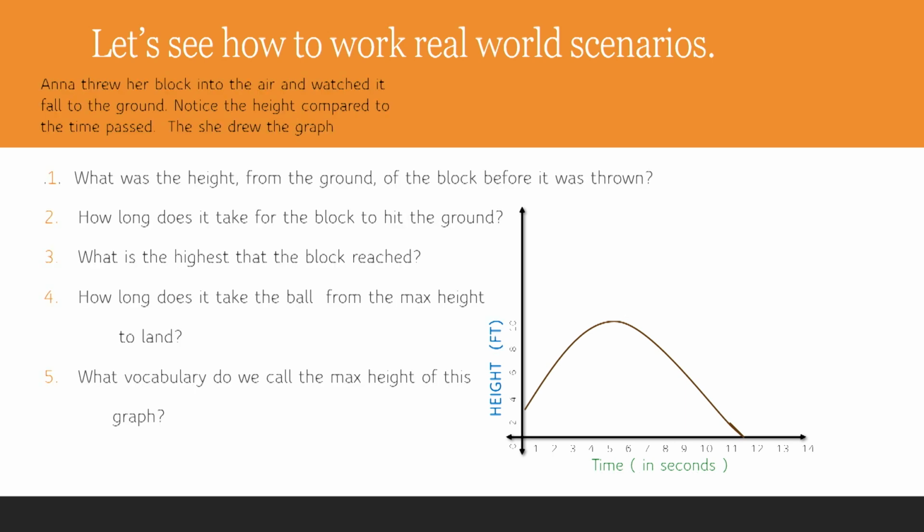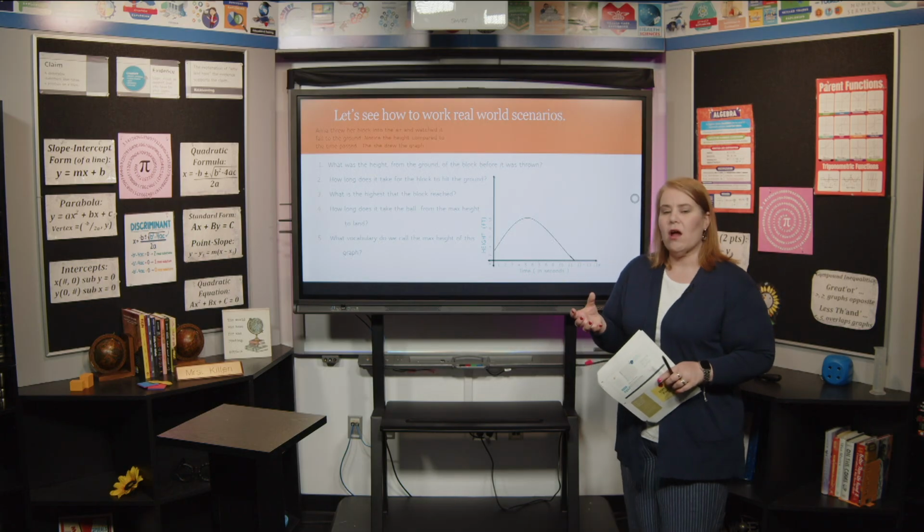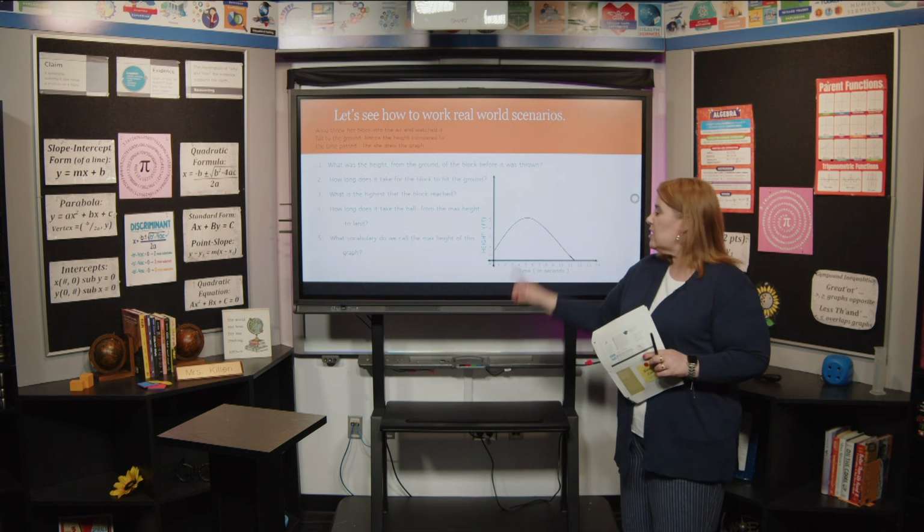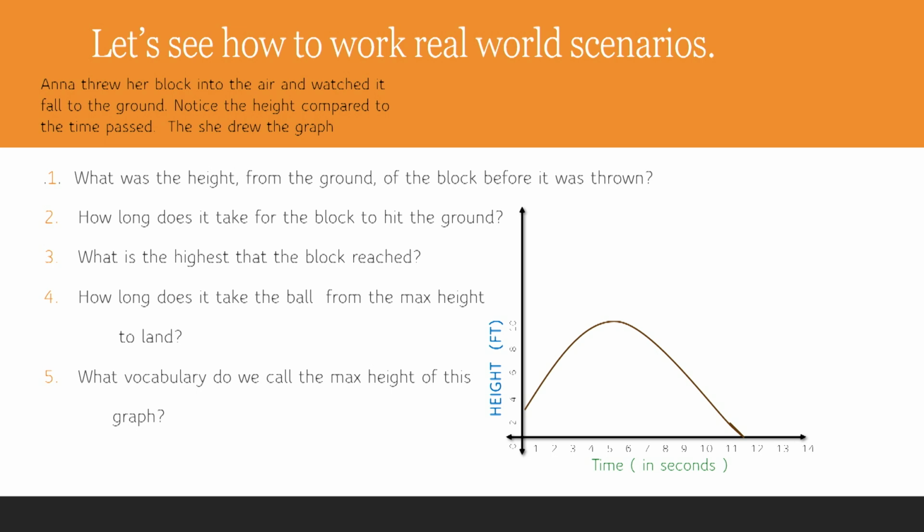Let's see how to work this real-world scenario. So then we know that Anna threw her block in the air, it fell to the ground, and we've noticed the height compared to the time passed. Now, let's look at some questions about Anna's graph. What was the height from the ground of the block before it was thrown? So when Anna is standing there and she has a block in her hand, what is the height of the block from the ground? So let's look at the graph. If we look right here, this is where my block starts. So I could say it was 3 feet above the ground.